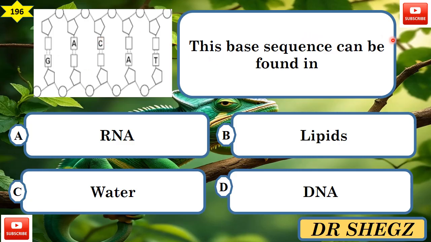This base sequence can be found in what? Can be found in DNA. How do we know this can be found in DNA? First is double helix, and of course we can see thymine here. DNA has thymine, RNA does not. RNA has uracil. So this can be found in DNA.